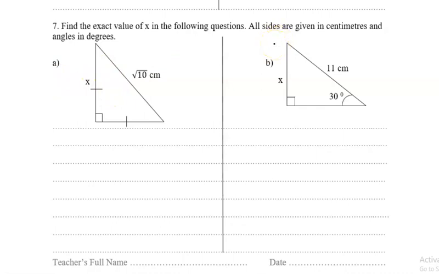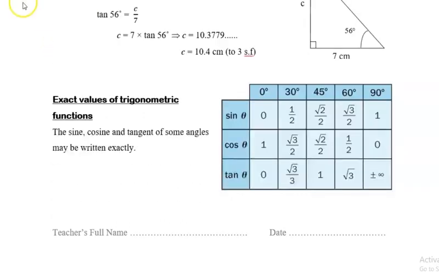Now since we're dealing with SOHCAHTOA, we have to memorize certain values. We have to know cos, sine, and tan of certain angles: 0 degrees, 30 degrees, 45, 60, and 90 degrees. So to answer question 7, we have to go back to where the examples are. And this is a table that we have to memorize.